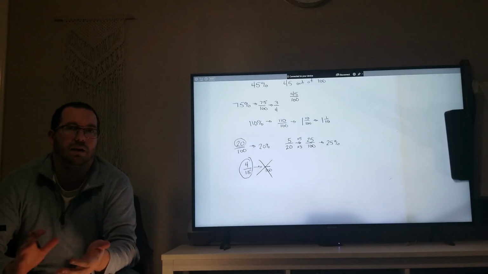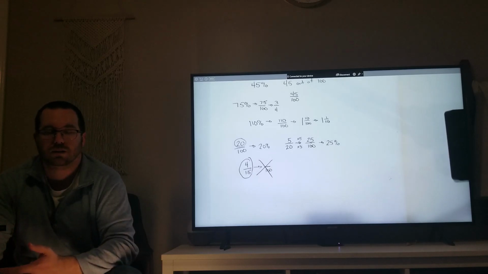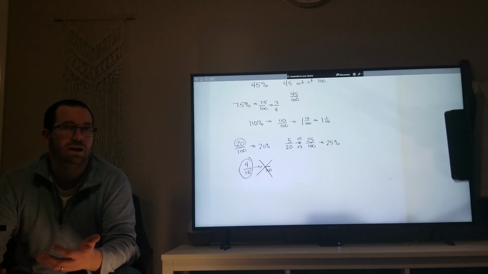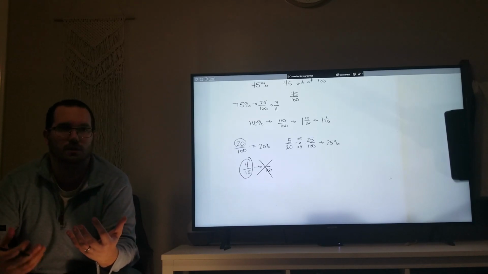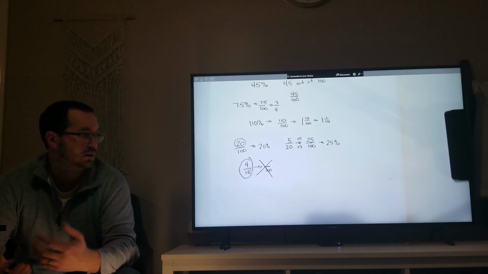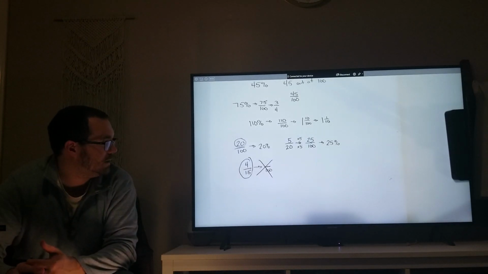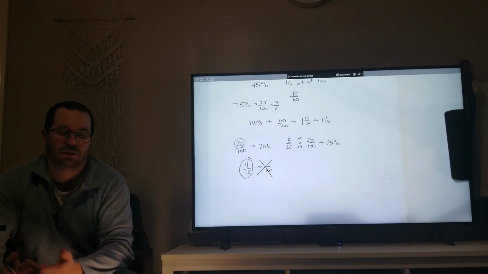Now we're getting a little bit ahead of ourselves because we started off by talking about percentages. We then went to fractions, and now we're starting to introduce decimals. By the end of this video, my hope is that you can go back and forth between converting percentages to fractions to decimals. 4 out of 15 might be a bit of a trickier one, but if you were to put that into your calculator, you'd be able to figure out what that is as an actual decimal.